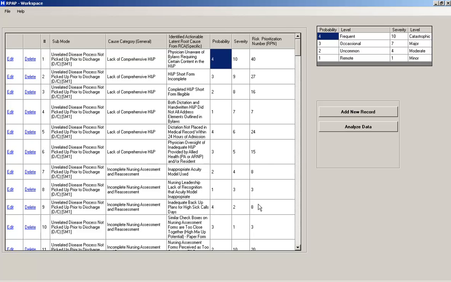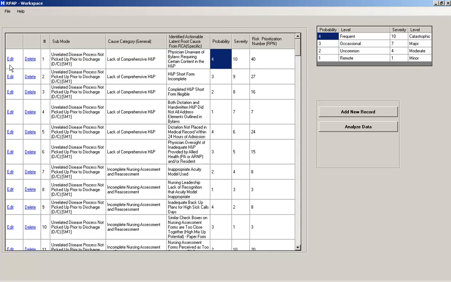This is the spreadsheet, and this is our value tables for probability and severity. You'll recognize on the submode categories now that we have 1 through 4, as I just described. Then we have another column that says cause category general, which means that this is an orientation point for somewhere in the tree that will help us identify what this actionable root cause is linked to. So these are the specific root causes, the blocks with the circles, that lead to this general category, that lead to this submode.